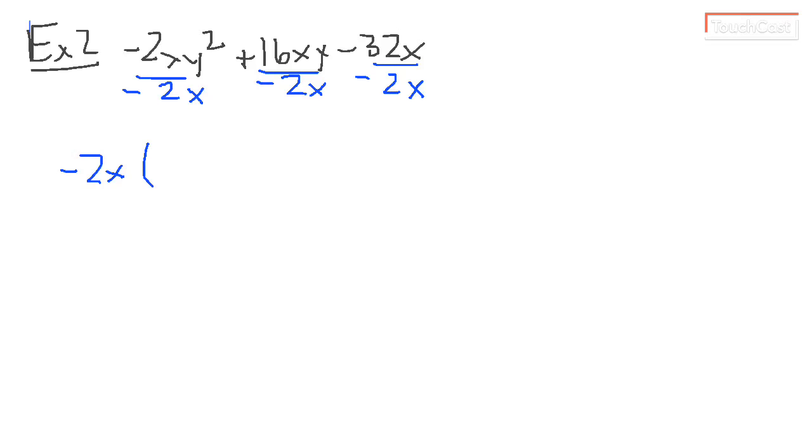What we're left with then is when we divide each term by negative 2x. So in the first term, we're going to be left with a y squared, and we're going to change the sign. So instead of having plus, we're going to have minus. 16 divided by 2 is 8. The x is gone, so we're left with a y. Again, we're going to change the sign. Plus, 32 divided by 2 is 16. The x is gone. So now we're not done factoring. We can still factor this y squared minus 8y plus 16.